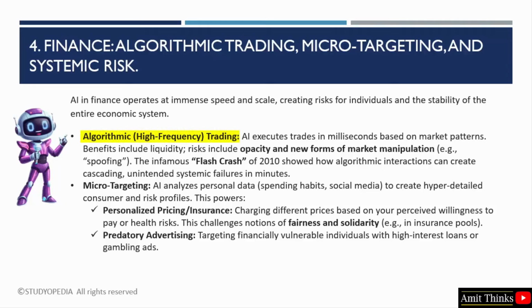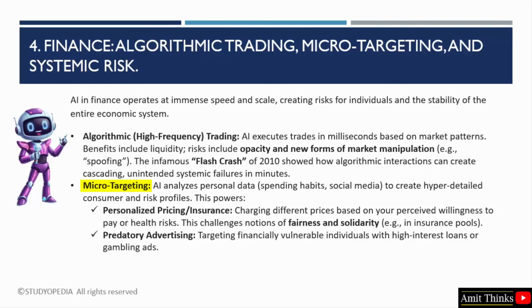Beginning with algorithmic trading, AI makes trades in milliseconds based on patterns. It boosts liquidity but can be opaque and prone to manipulation. The 2010 flash crash showed how these systems can trigger rapid, widespread failures.